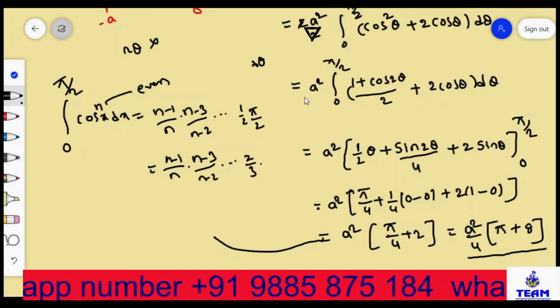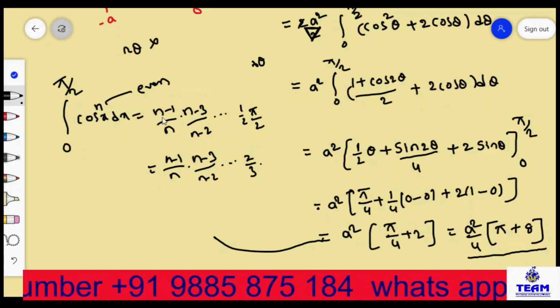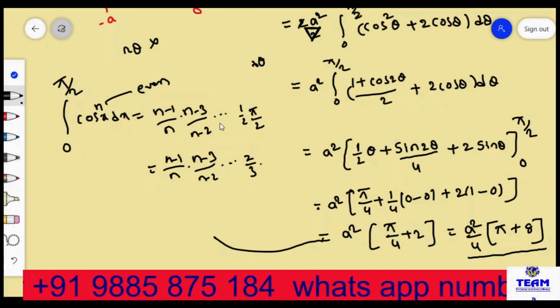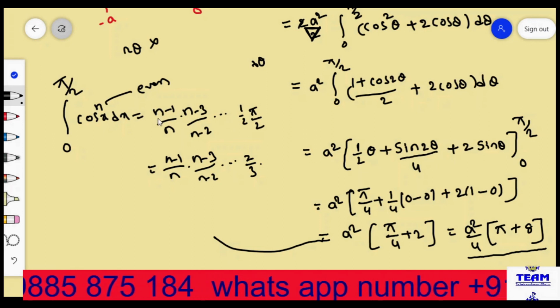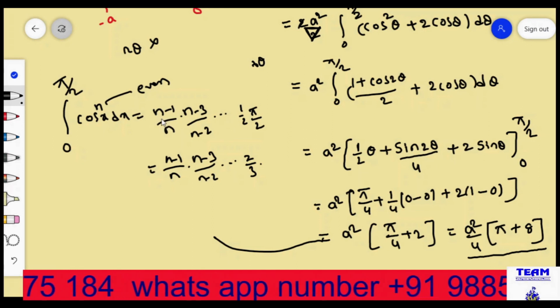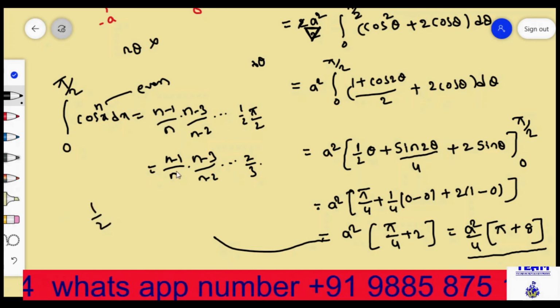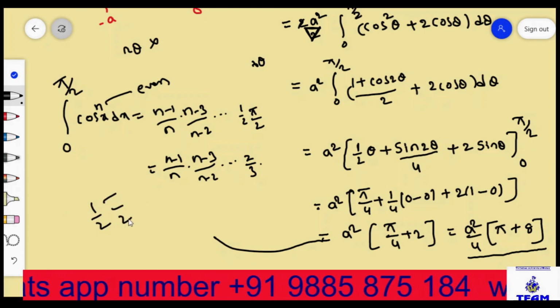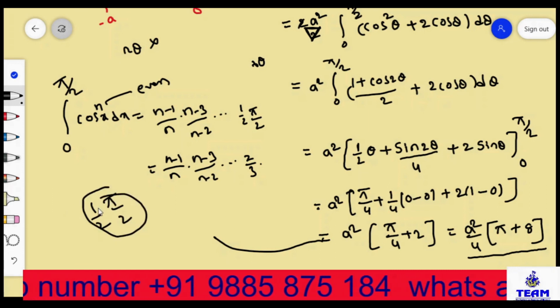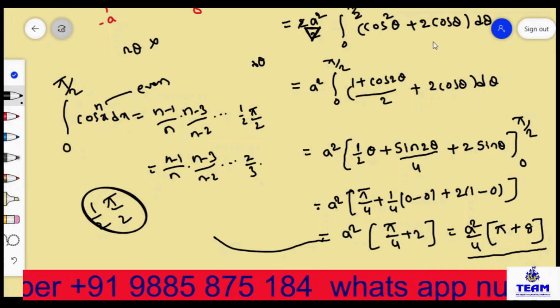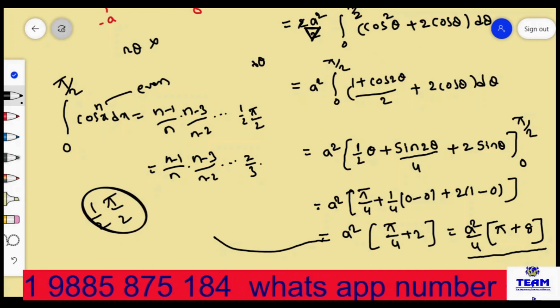That's it. So here cos square is there. So what is n here? n is even. In the even case, first you substitute 2, and 2 minus 2... 2 minus 1 is 1, so 1 by 2. Whenever 1 by 2 comes, you write pi by 2. That's it, 1 by 2, pi by 2. So you have pi by 4. And previously we proved this one also. So this is method 3. Is it clear for everyone?